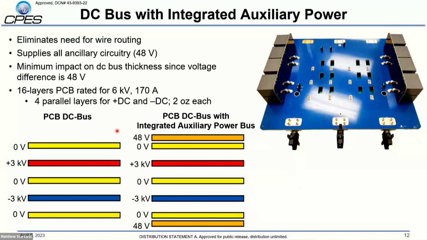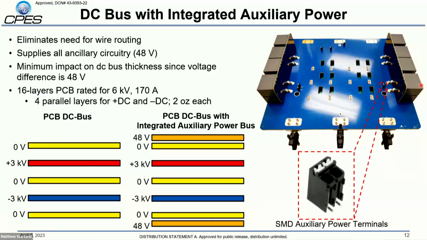So this specific bus is 16 layers. We have several layers in parallel for helping out with the higher current through the board. So we have 4 parallel layers for the plus DC and 4 parallel layers for the minus DC.